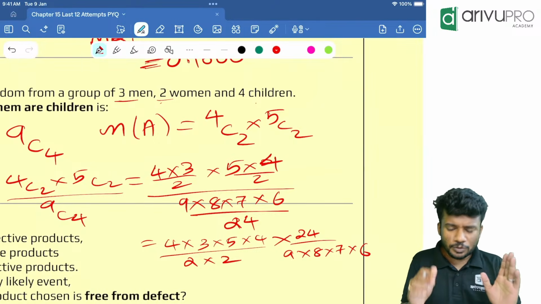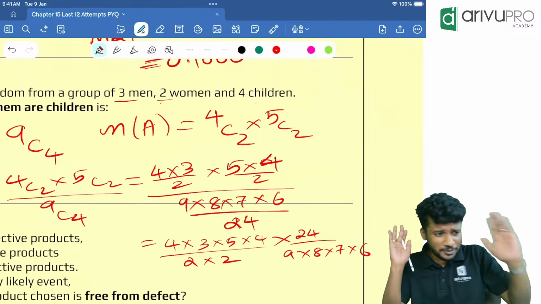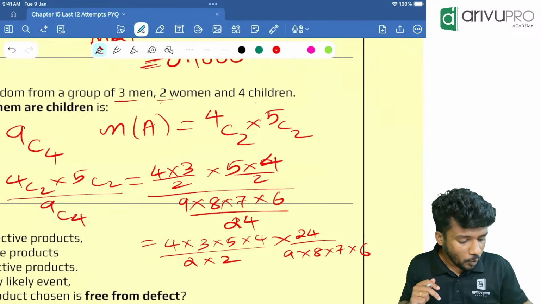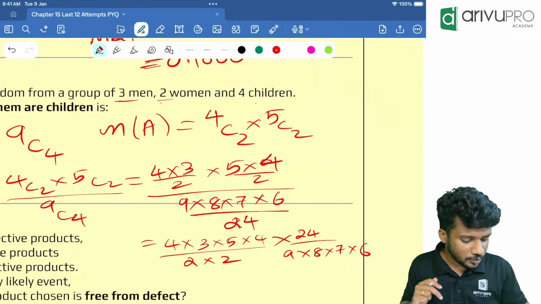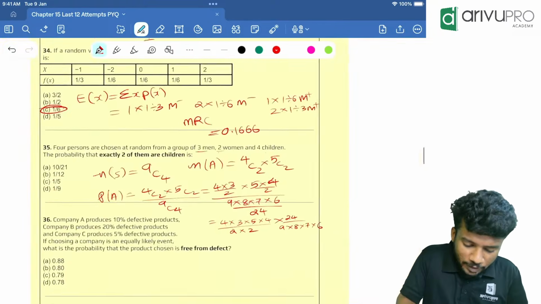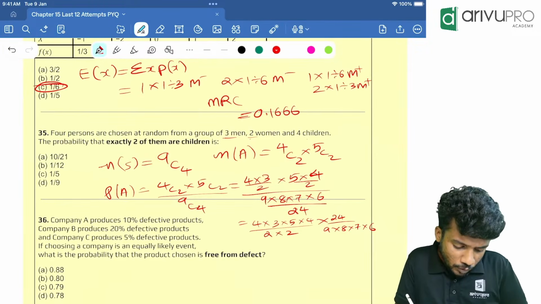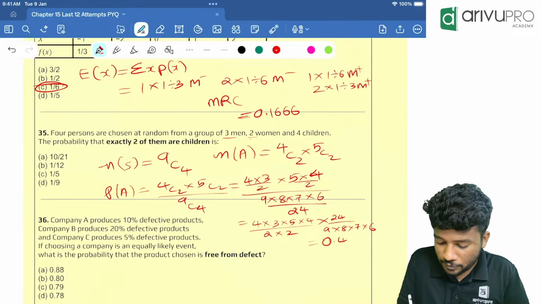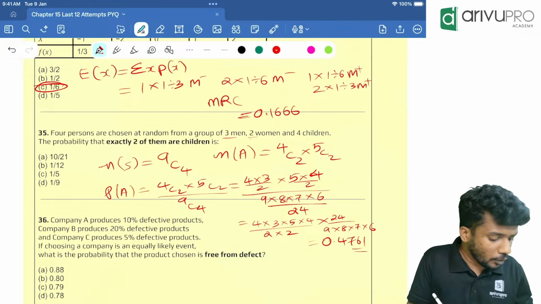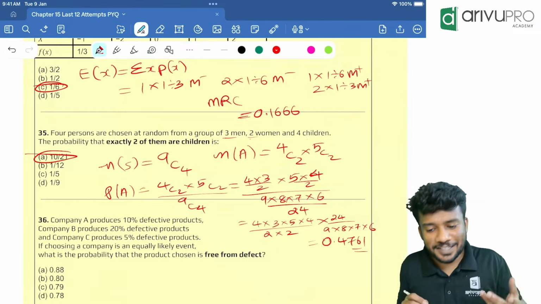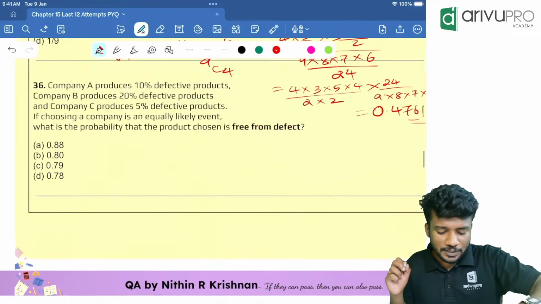Take your calculator. Don't go for cancellation and don't waste your time. 4 into 3 into 5 into 4 into 24 divided by 2 divided by 2 divided by 9 divided by 8 divided by 7 divided by 6. How much are you getting? 0.4761 you are getting. Looking at the options, 10 by 21 is 0.4761. Option A is your answer. Go with this method. It will help you save your time.